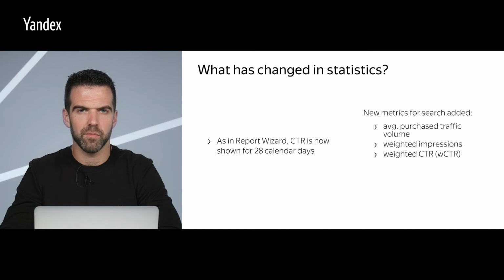Let's see what has changed in statistics. You may have already noticed that Report Wizard opens by default when you go to your statistics. This is the most detailed interface for getting statistics. CTR, just like in Report Wizard, is now shown for 28 calendar days. Please note that this combines all statistics together. Nothing has changed inside. Now let's move on to the next indicators in our statistics.